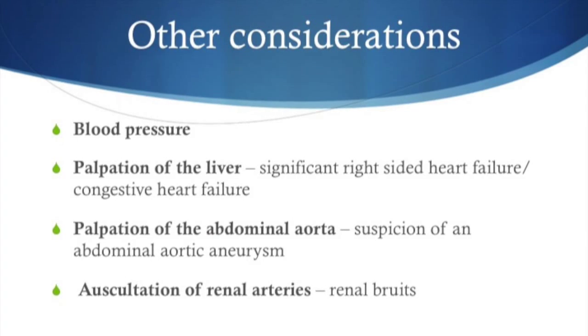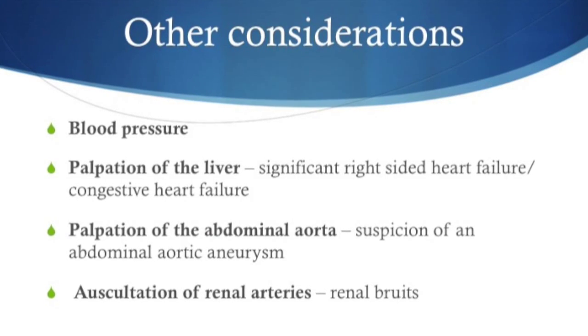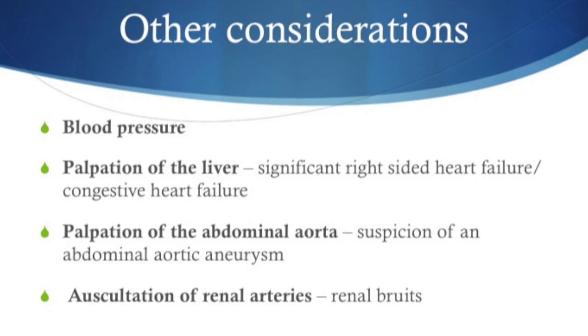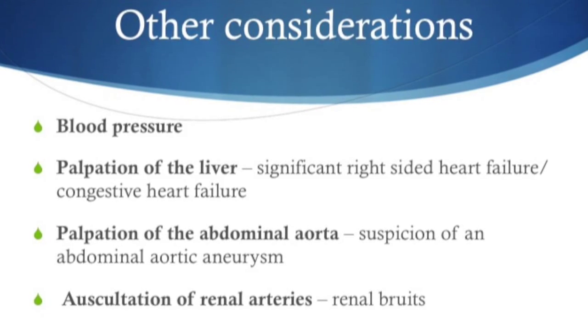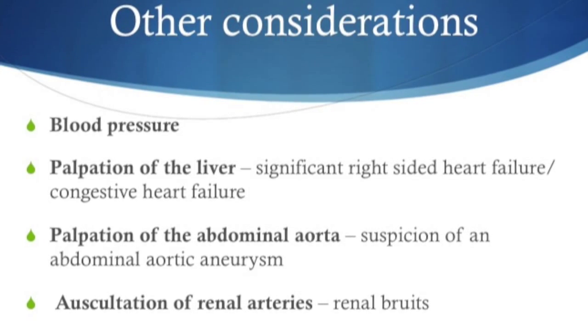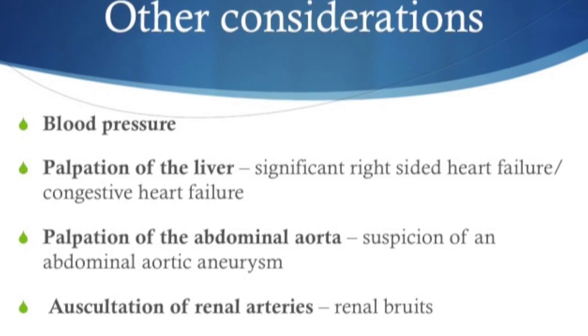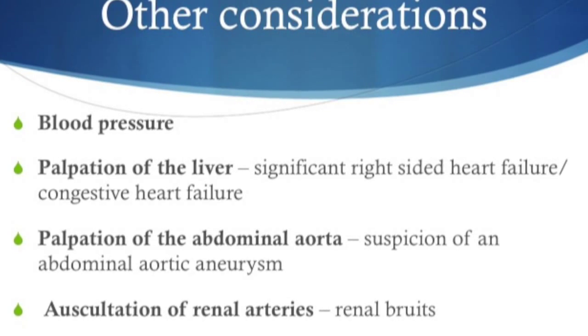It is important to measure the blood pressure during every examination. If there is clinical suspicion, then examination of the abdomen is important. This includes palpation of the liver, palpation of the abdominal aorta, and auscultation of the renal arteries.